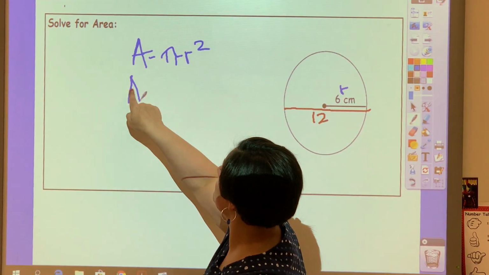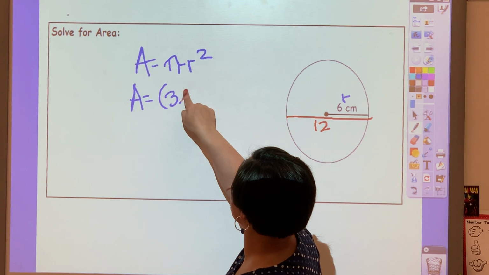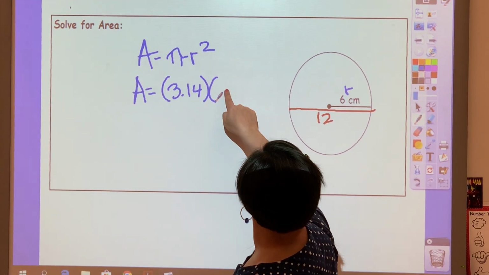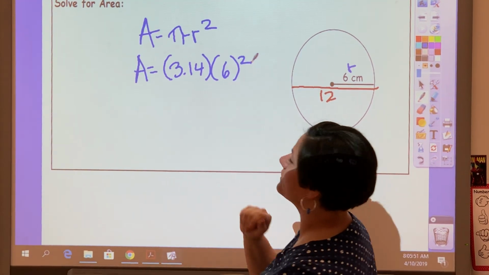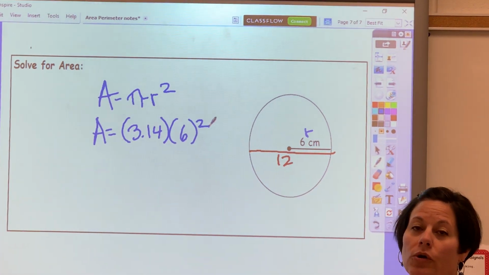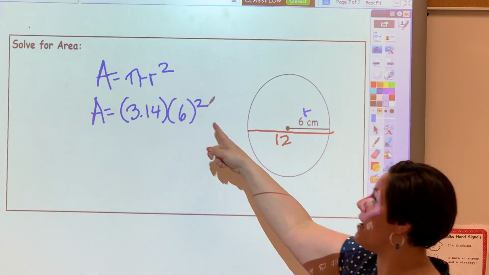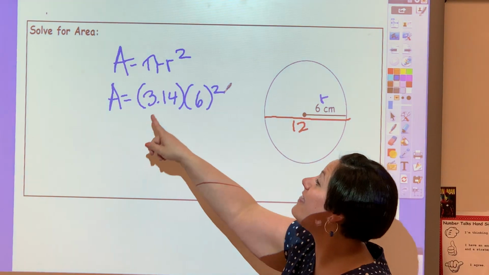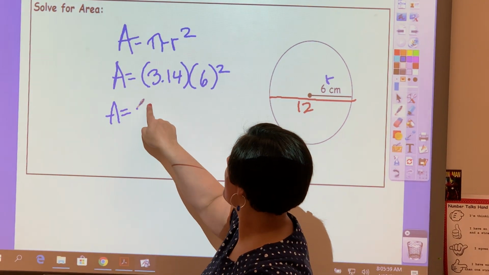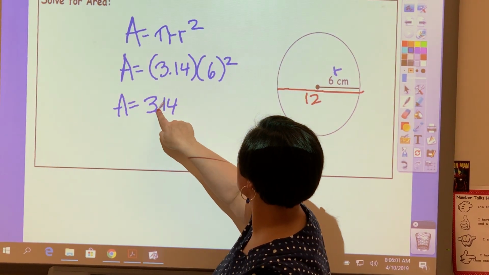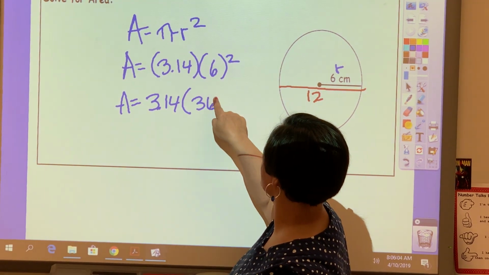We're going to go ahead and substitute in. For pi, it's 3.14. For radius, it's 6, and we need to square that. Remember your order of operations. You need to square, use the exponent first, then multiply. So I have 3.14 times 36.